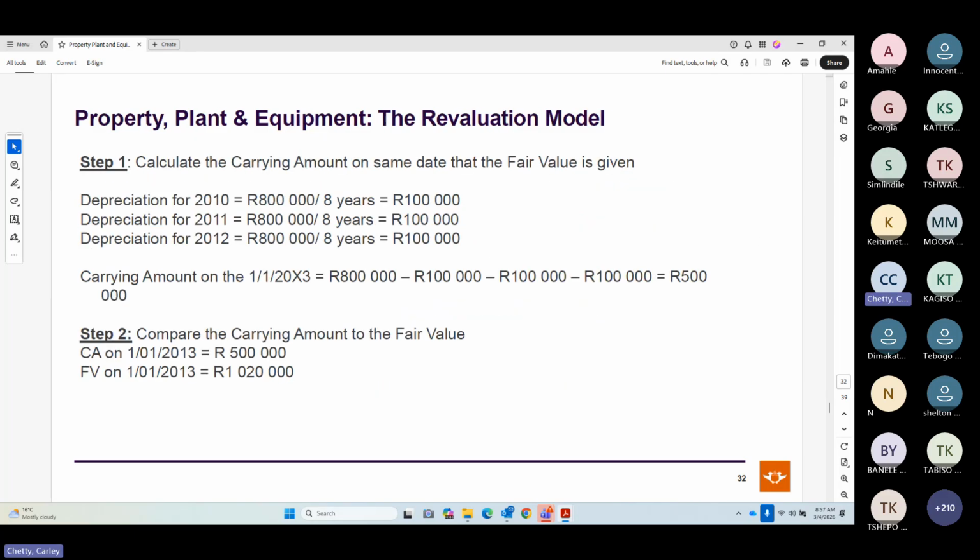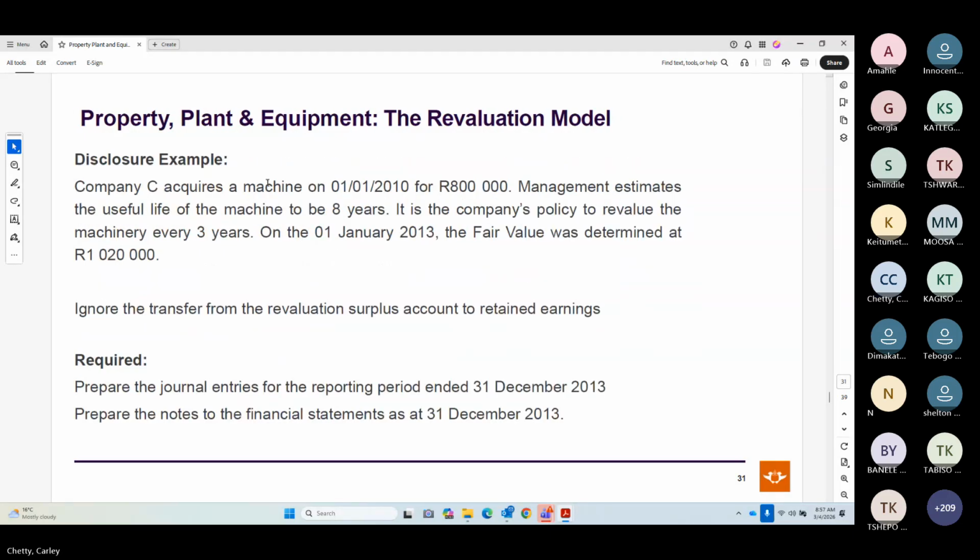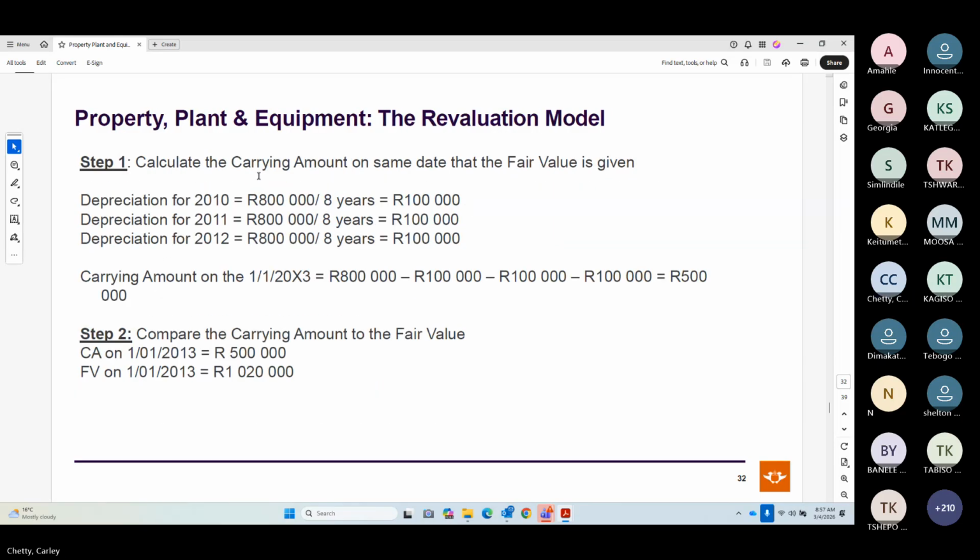So remember that the machine was acquired on 1 Jan 20X1 and the useful life was determined to be 8 years on that date. So in 3 years' time, which is 1 Jan 2013, the fair value was determined at 1,020,000. So we are now going to follow our steps to revalue this asset. So we are going to calculate the carrying amount on the same date that the fair value is given.